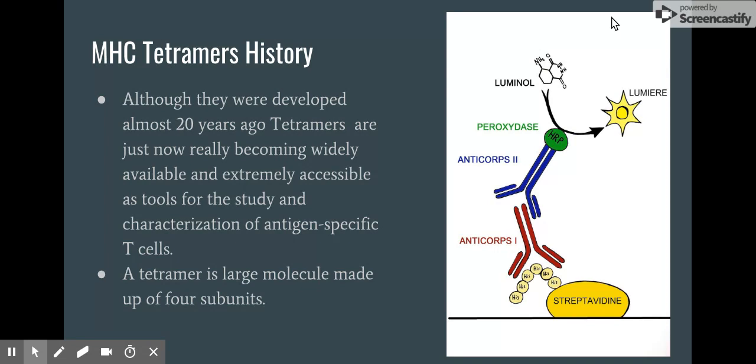When multimerized, the MHC complex TCR interaction becomes more stable as the tetramer can bind multiple TCRs on the cell surface, in turn increasing the TCR binding affinity and decreasing the dissociation rate.